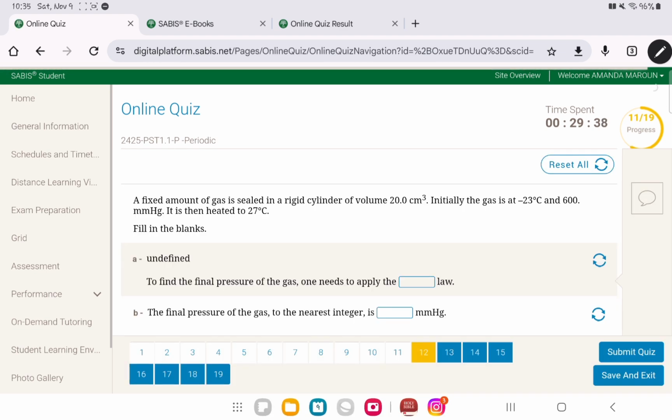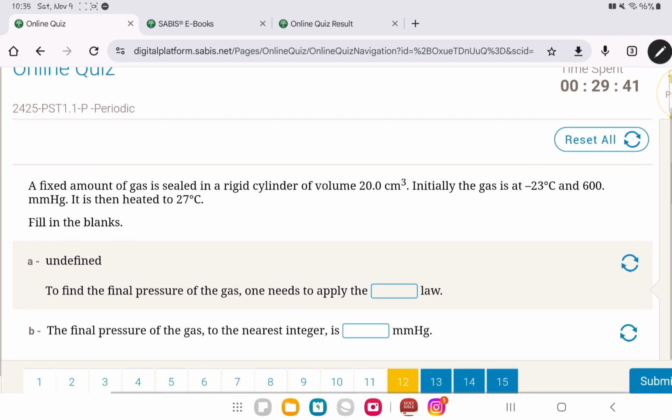Now we move on to question number 12. A fixed amount of gas is sealed in a rigid cylinder of volume 20 centimeter cubed. Initially, the gas is at this temperature and 600 millimeters of mercury. It is then heated to 27 degrees Celsius. Looking at it, a fixed amount of gas is sealed in a rigid cylinder. Rigid cylinder meaning it cannot be compressed, it cannot be expanded, so the volume will remain constant.